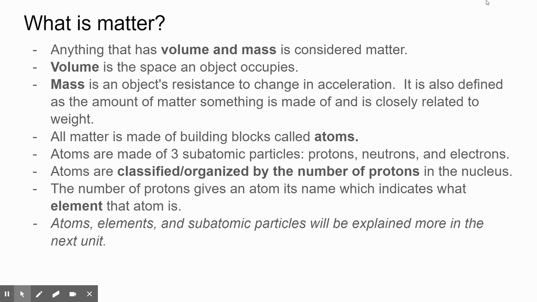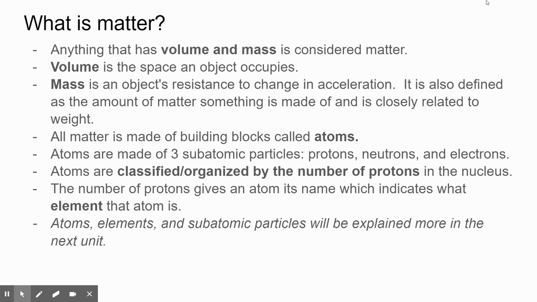What is matter? Matter technically is anything that has volume and mass. Volume is basically the space an object occupies, and mass is an object's resistance to change in acceleration. We also define it as the amount of matter something is made of. It's very closely related to weight.